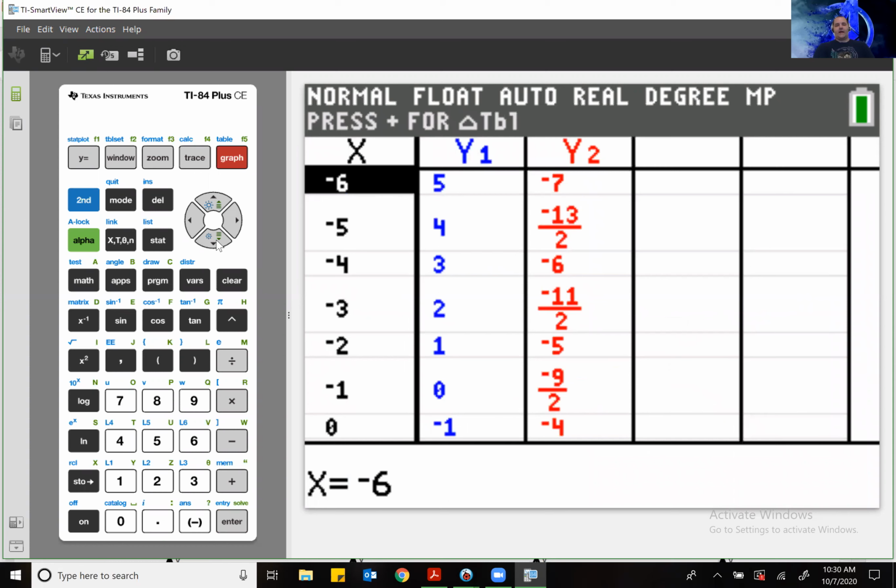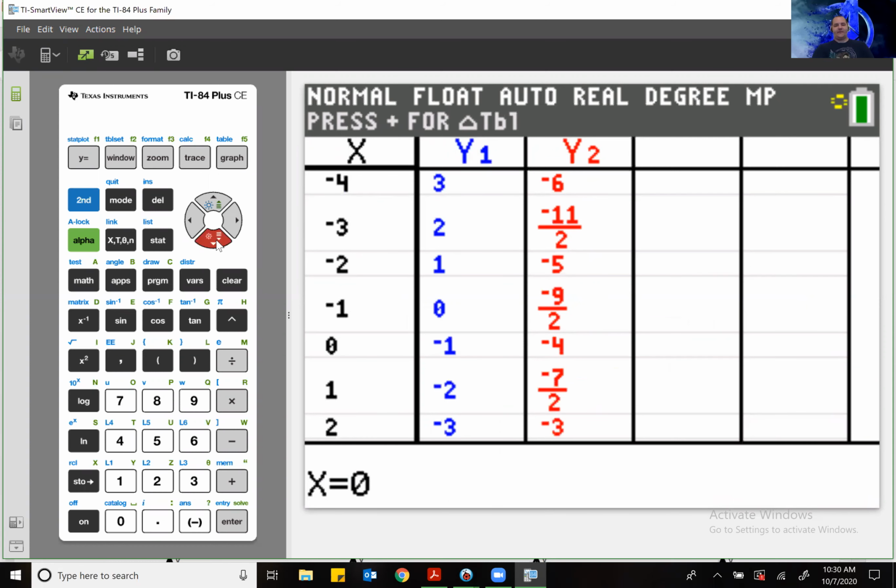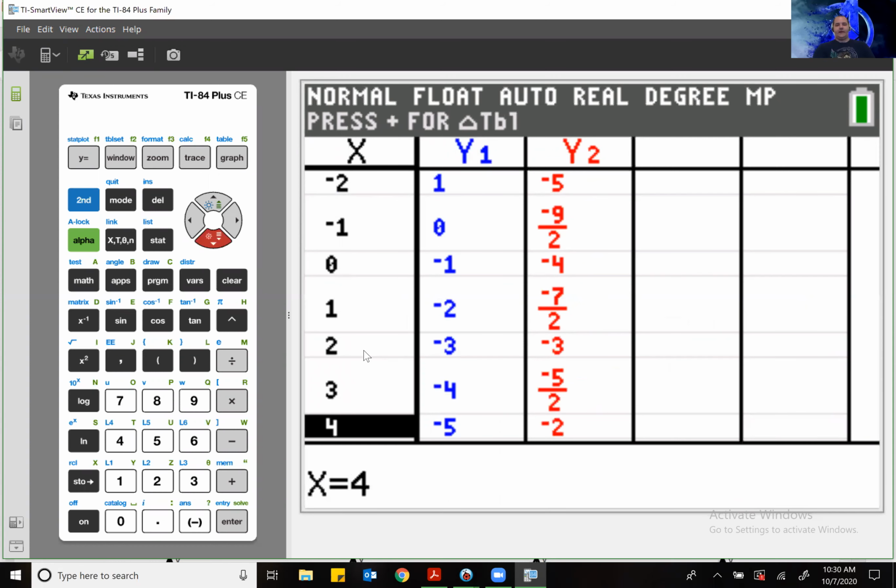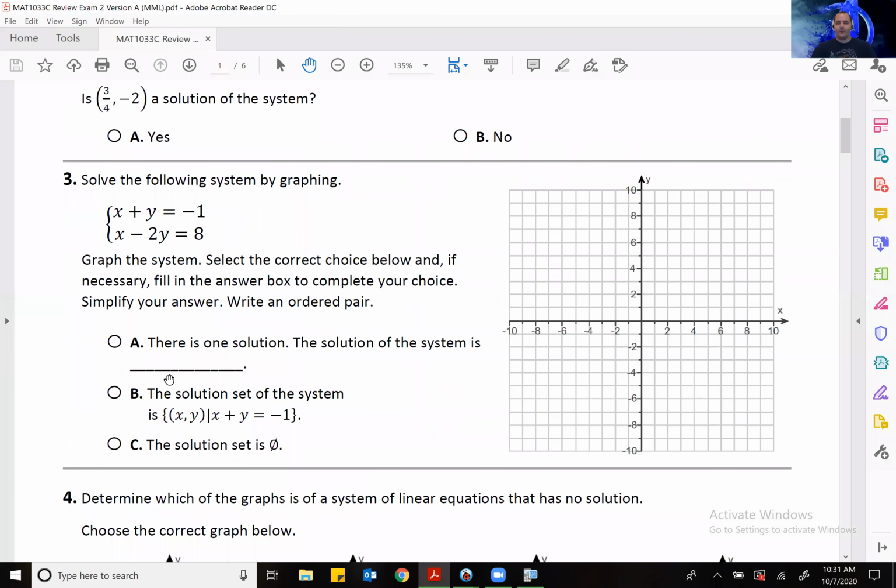And if we scroll down, because I'm up in the negatives, if you look right here, see how both of these have the same y value? That's their intersection point. 2, comma, -3. Because both of these have the same y value. Okay? Now that we already know the answer, though, so we know it's A, we're going to put in here parenthesis 2, comma, -3, parenthesis. We still have to graph.